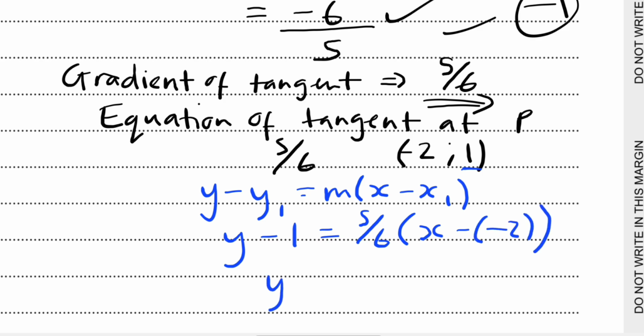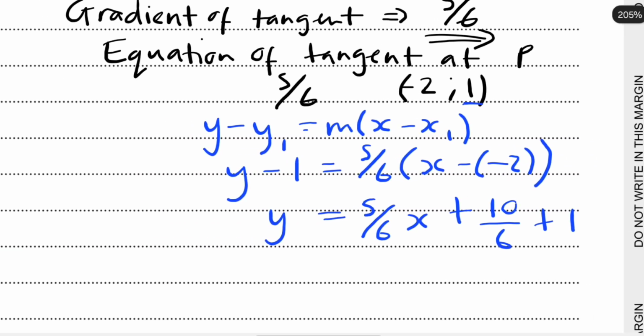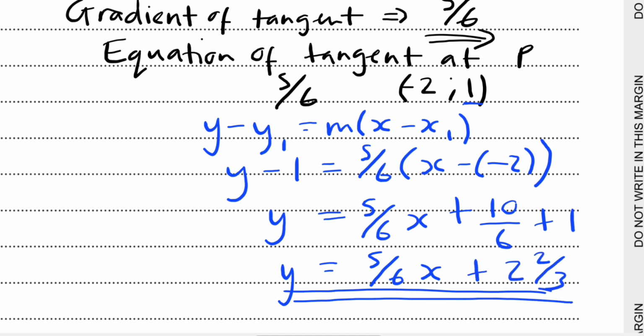So this will give us y equals 5 over 6 x, right, plus 10 over 6 plus 1. This will come down to y equals 5 over 6 x plus 10 over 6 plus 1. That will give us 2 and 2/3, right?